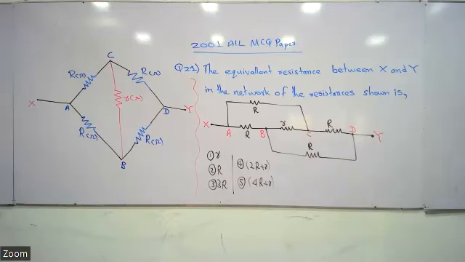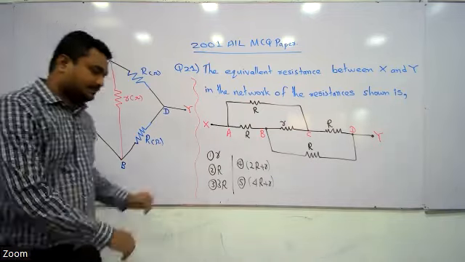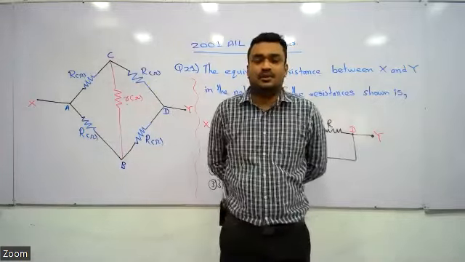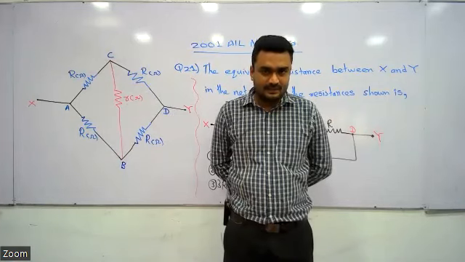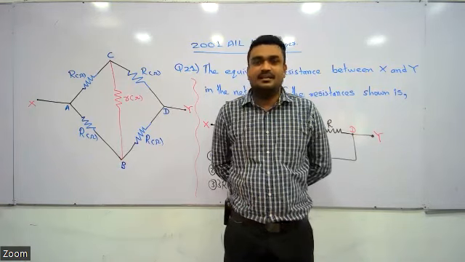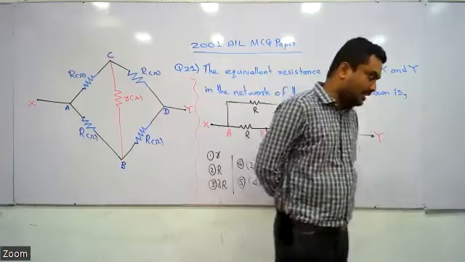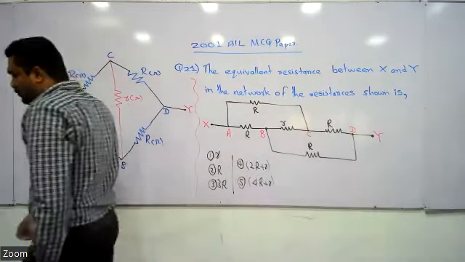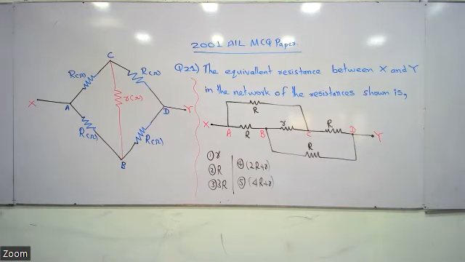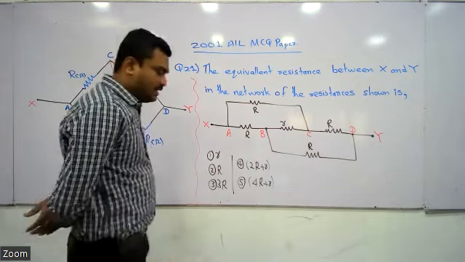Start with and write: If there is a branch where there is no current, that branch can be removed from the circuit.